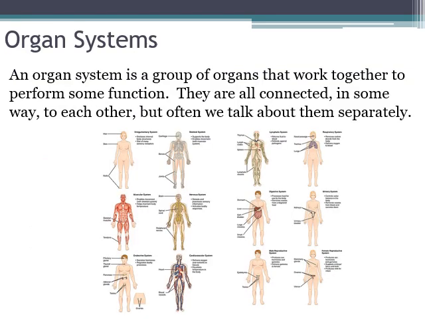Organ systems are a group of organs that work together in order to have some function occur in the body. They're all connected to each other in some way, but they all have to work together. But we tend to talk about them separately.